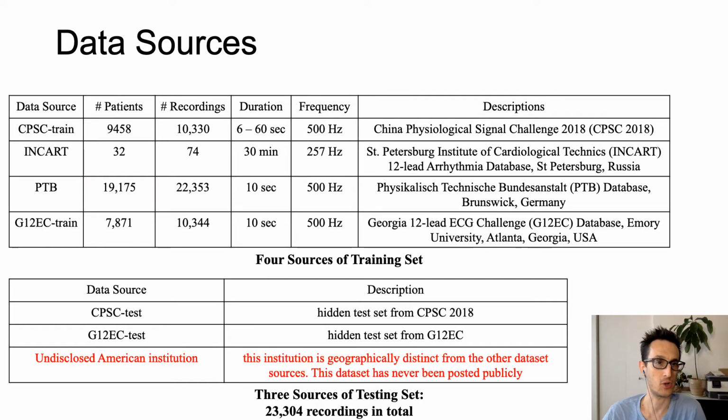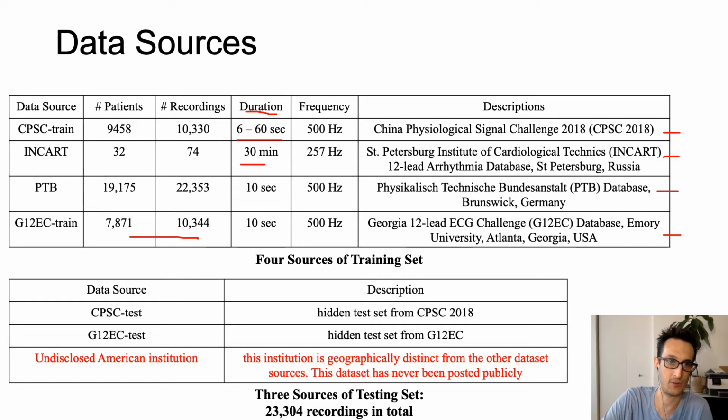In total, the training dataset came from 4 different hospital settings. There was a dataset from China, from Russia, from Germany, as well as one from Atlanta in the United States. And these datasets varied by the number of patients and recordings, as well as the duration of the signals. So in the first dataset, signals ranged from anywhere from 6 seconds to 60 seconds. In the dataset from Russia, the recordings were made for 30 minutes, so these were much longer recordings. And then for the last 2, each recording was 10 seconds.